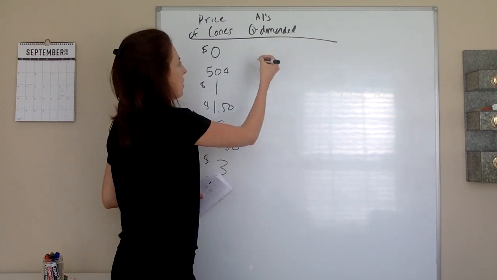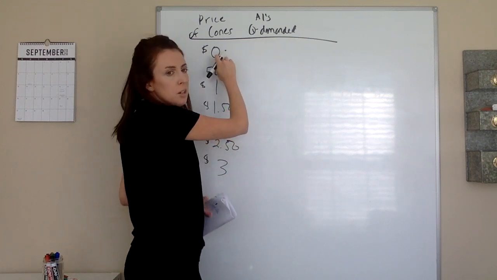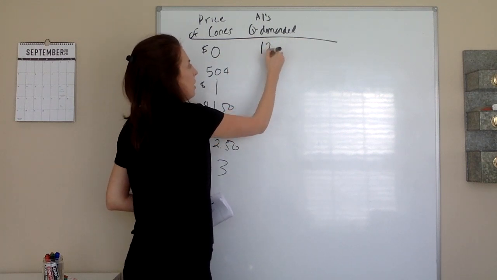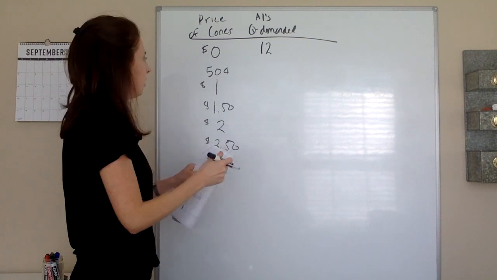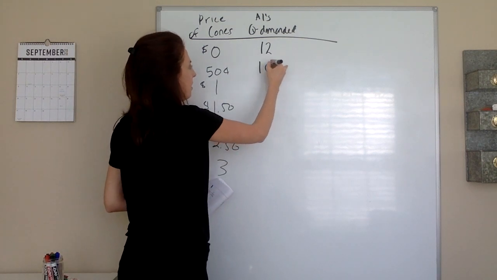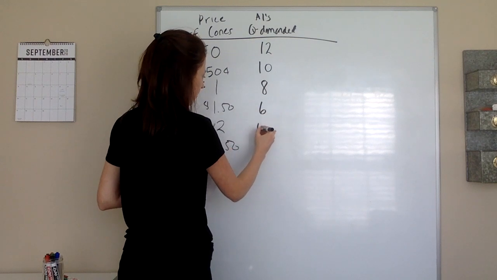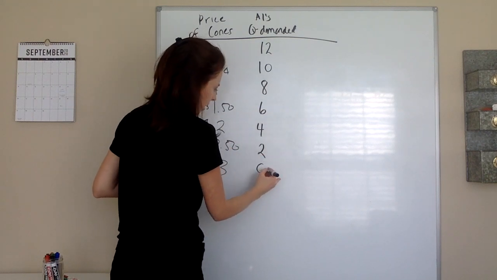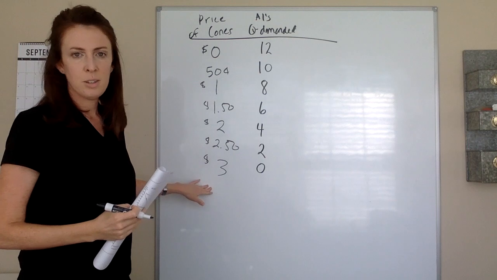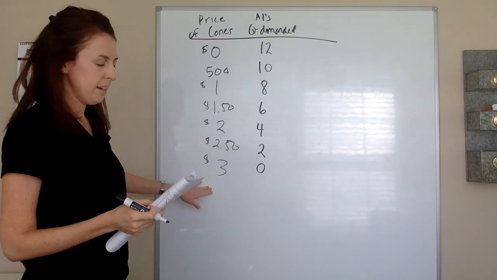You want a pretty large number of units. So let's just suppose that for Al, if the price of ice cream cones is nothing, then he demands 12 ice cream cones. If it's 50 cents, he demands 10. And we're just going to make this a linear demand curve. And if the price gets up to $3, that's too expensive for ice cream cones, so Al doesn't want any ice cream cones.